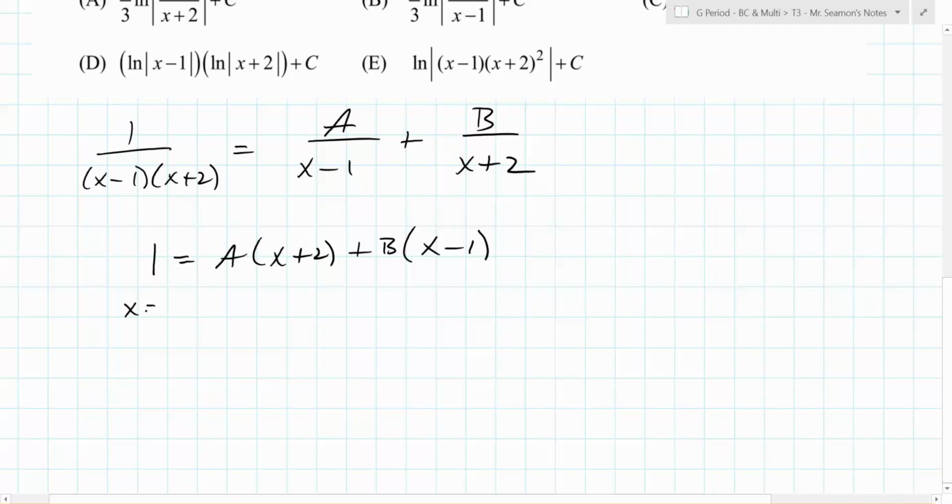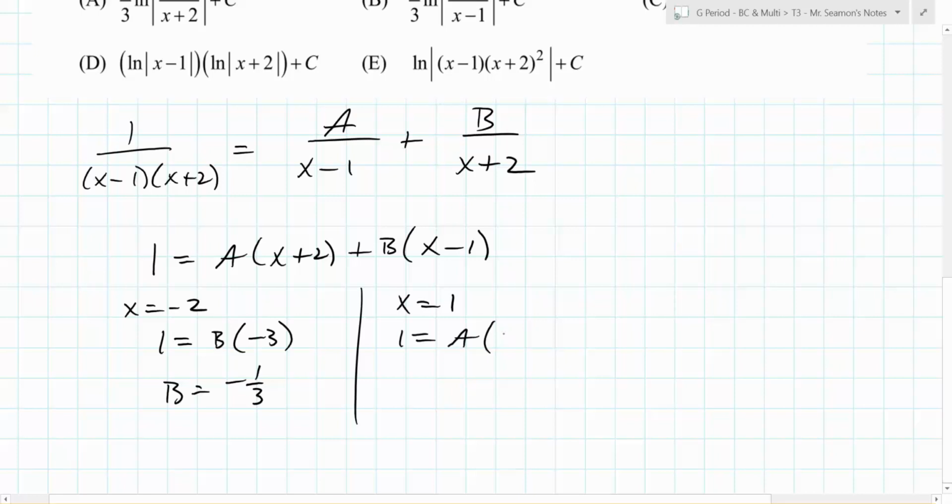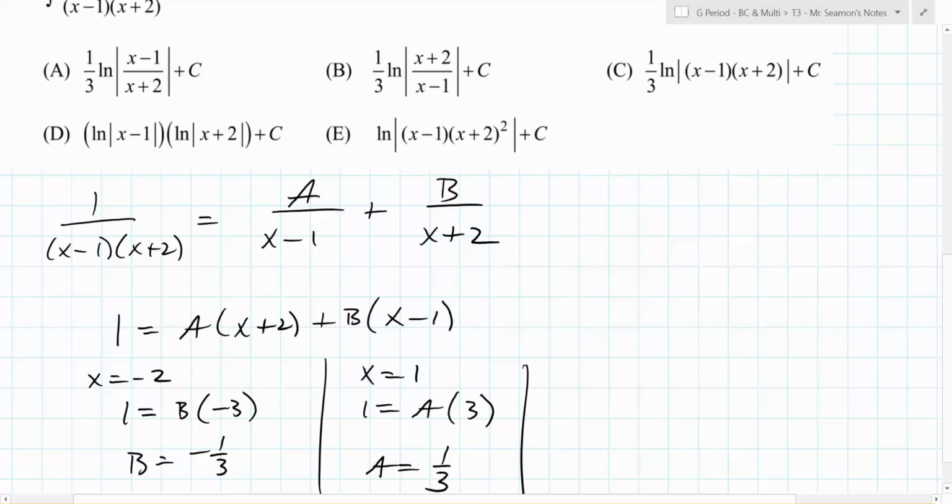So if x equals negative 2, you know that 1 is equal to B times negative 3. So what does B equal? Negative 1/3. But then you also know you could have x is equal to 1. And if x is equal to 1, you get 1 is equal to A times 3. So A is equal to what? 1/3. So what are we talking about here?